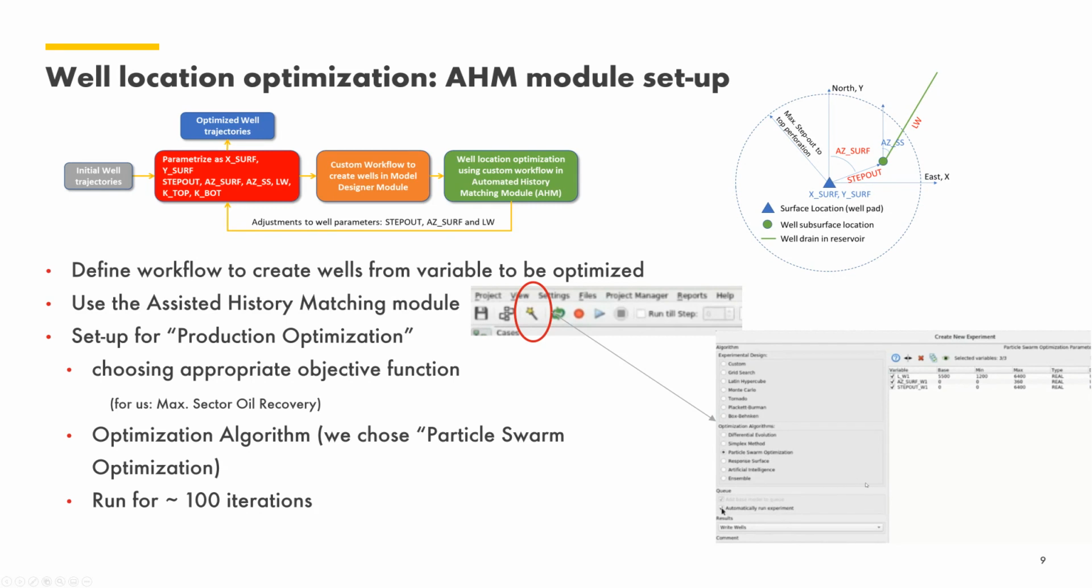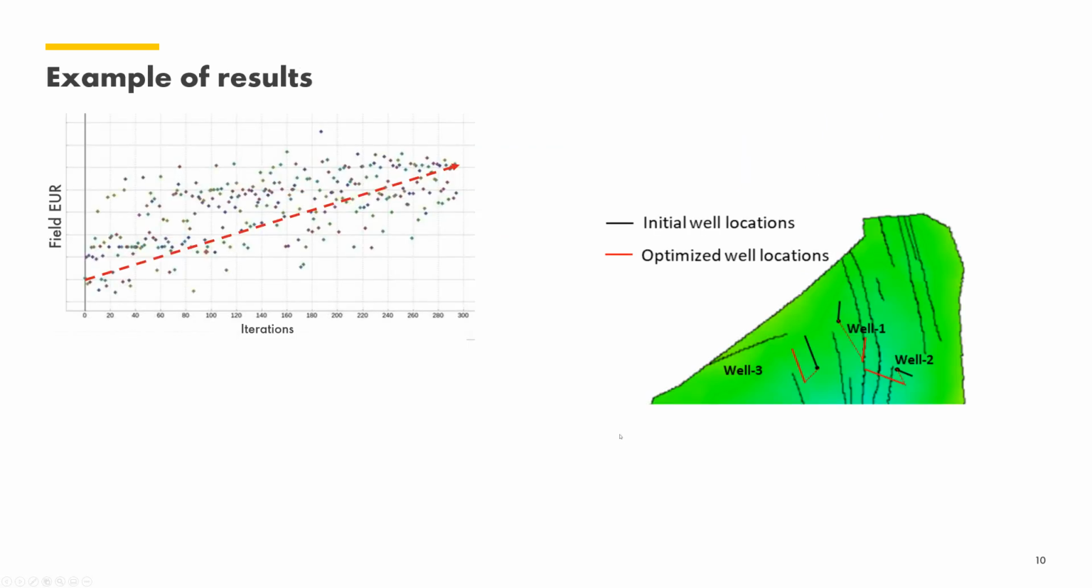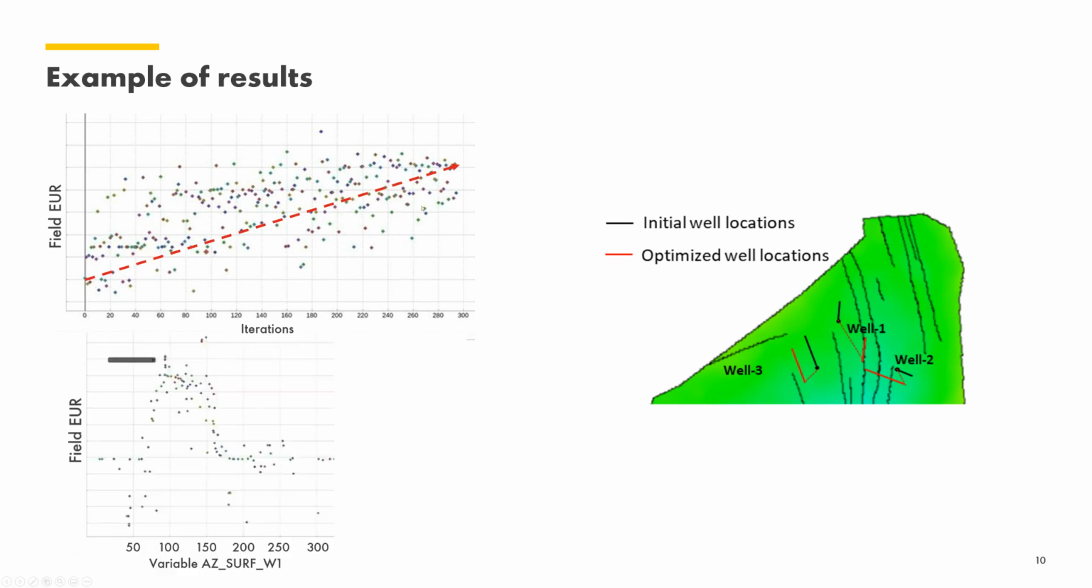You also have to choose an objective function, which is in another window. In our case, we chose the maximum recovery for that sector. We had to run this optimization for about 100 iterations, but I have an example here where I ran it for 300 iterations for well 1. What you can see is that as the iterations go on, the sector ultimate recovery goes up, which is what you want.